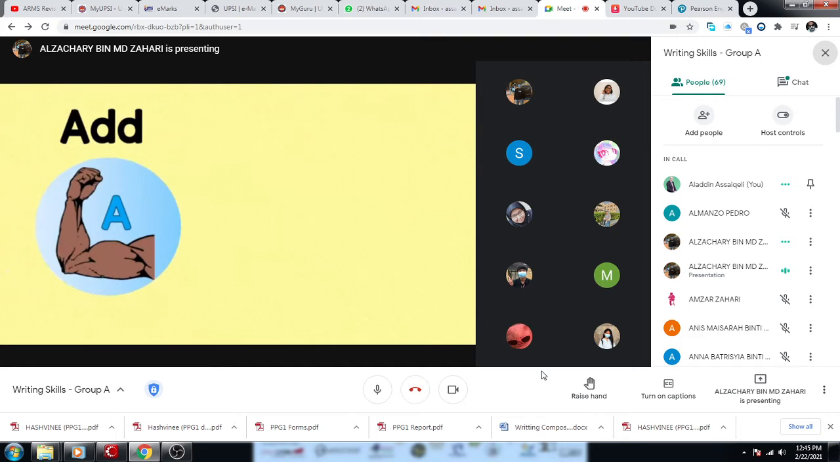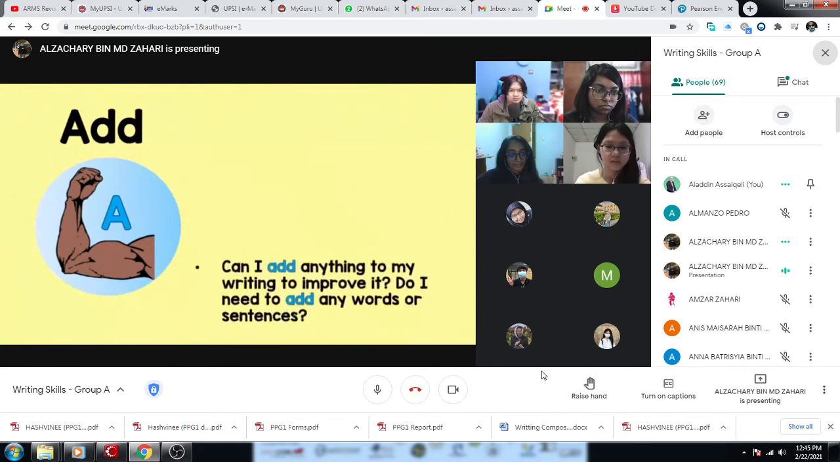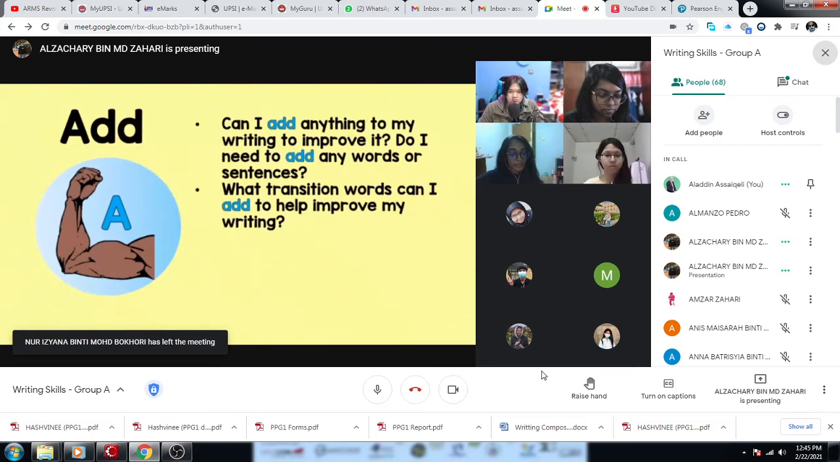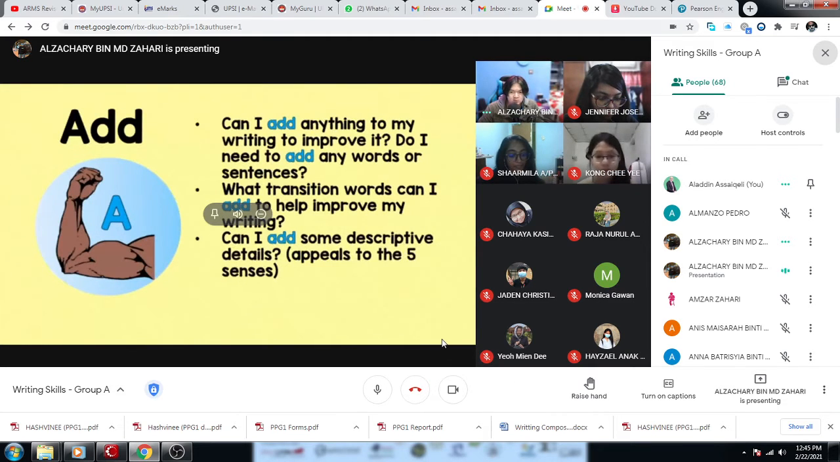First, let's talk about the A, add. As you begin to revise your writing, ask yourself these questions. Can I add anything to my writing to improve it? Do I need to add any words or sentences? What transition words can I add to help improve my writing? Can I add some descriptive details or appeals to the five senses?